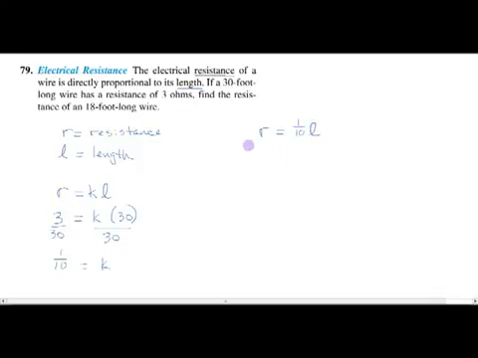We can go ahead and find the resistance of an 18-foot long wire by putting that 18 in for the L. So R is 1/10 times 18. So the R is 1.8. And we know that resistance is measured in ohms. So we have 1.8 ohms resistance for an 18-foot long wire.